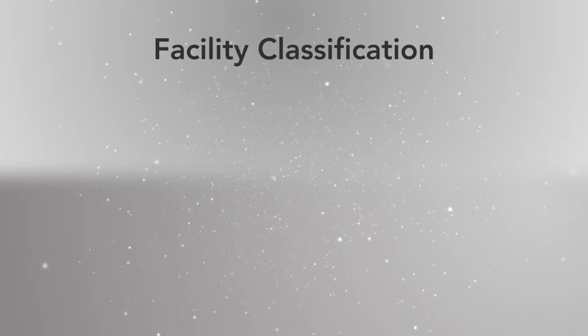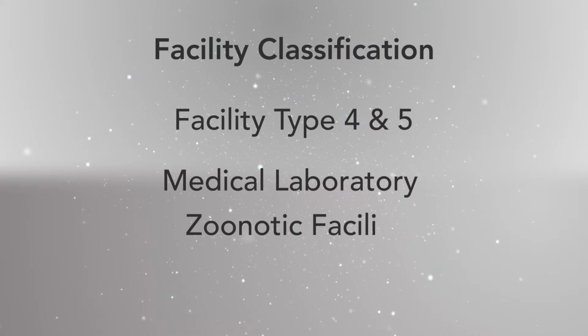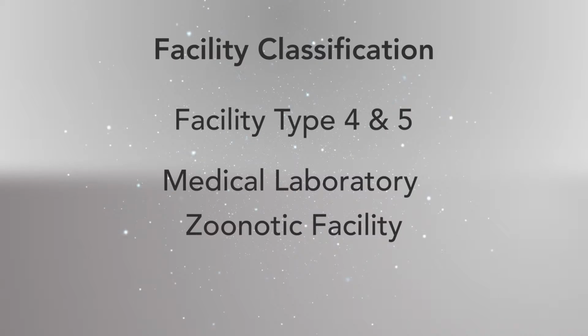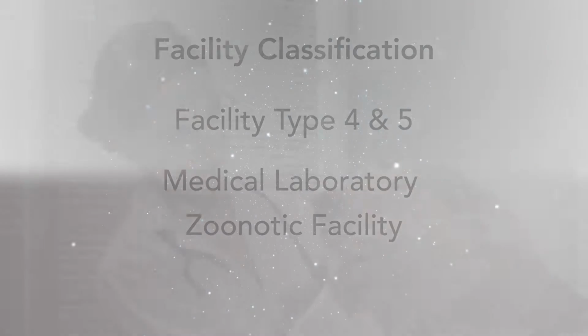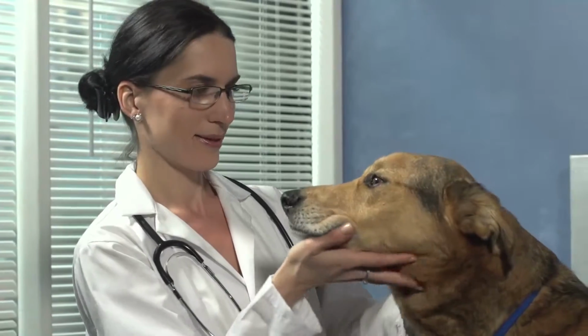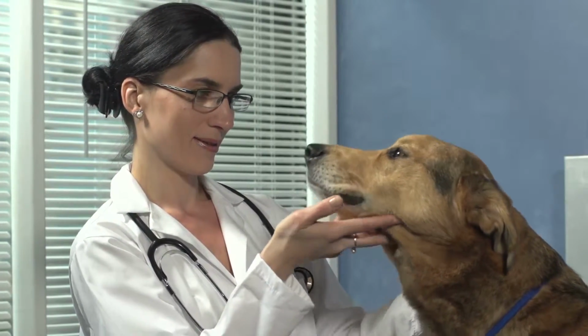We also have two other categories. One is a medical laboratory, which certainly you're not, and the other is a zoonotic facility. This is a facility that deals with animals, such as a vet hospital, animal hospital, or an animal shelter of sorts like that.